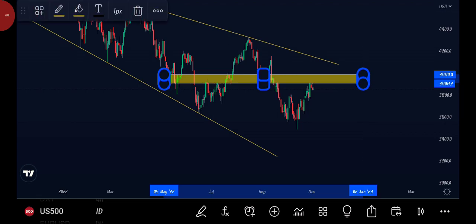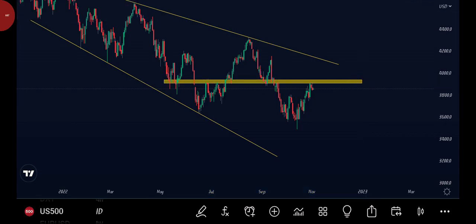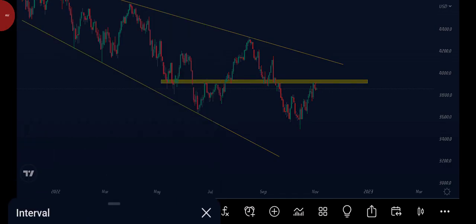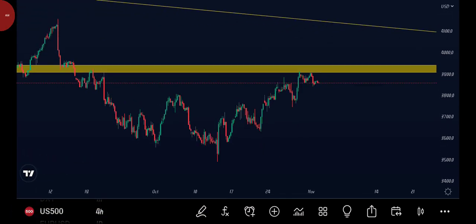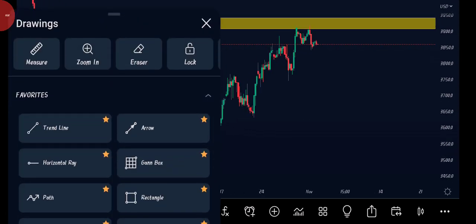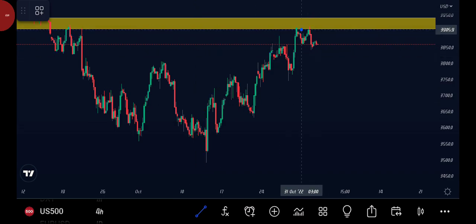So we have something like that one. Okay, let's move to daily, not to H4. You can see, guys, this thing is still corrective. We have a channel which is moving to the upside. This thing over here.